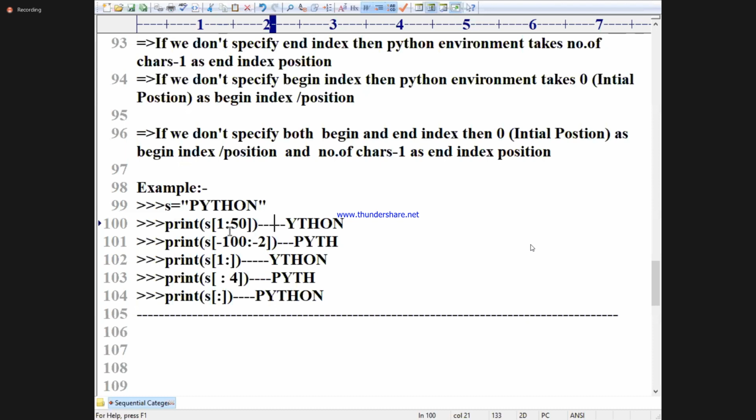5 is the last character position. Even though you specify 550 or 500 or 5000 or 50,000, it's not an issue. It will take the total number of characters minus 1. Okay, that is the explanation.